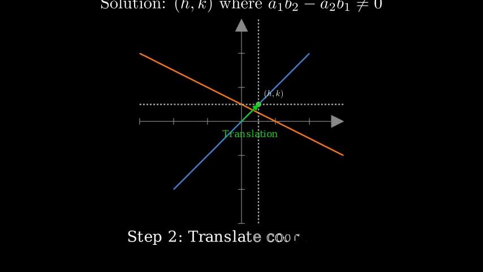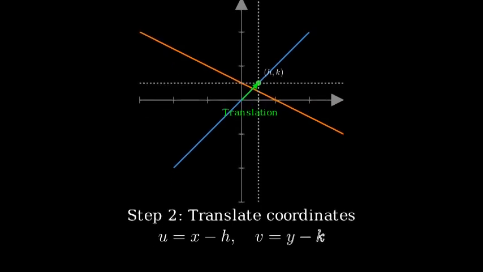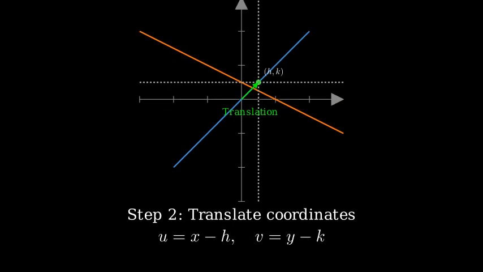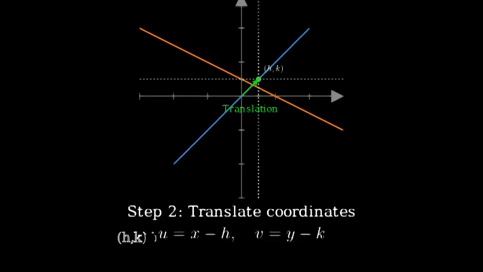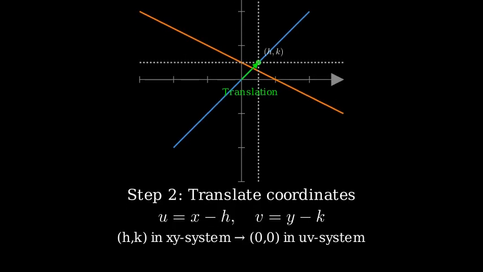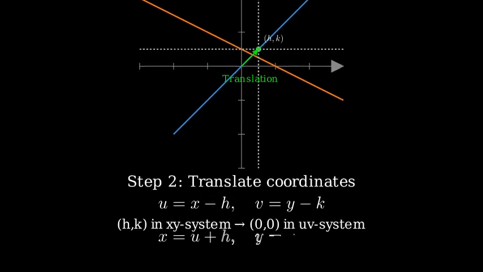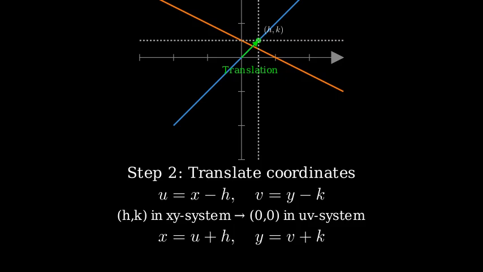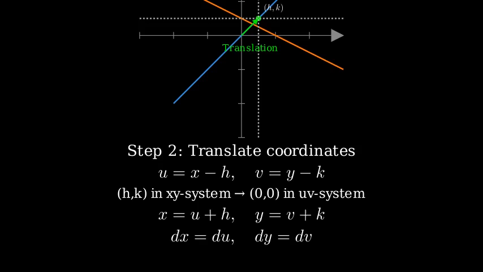Step 2. We introduce new variables by translating the coordinate system. Let u equals x minus h, and v equals y minus k. This means that the point (h, k) in the original xy system is now the origin (0, 0) in the new uv system. The inverse substitution is x equals u plus h, and y equals v plus k. And the differentials remain unchanged, dx equals du, and dy equals dv.